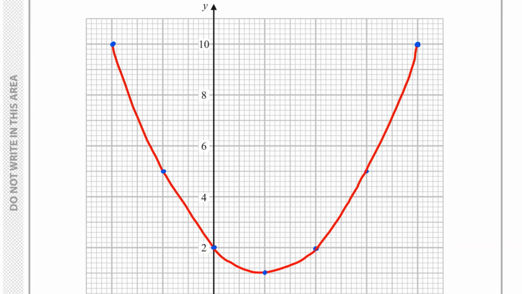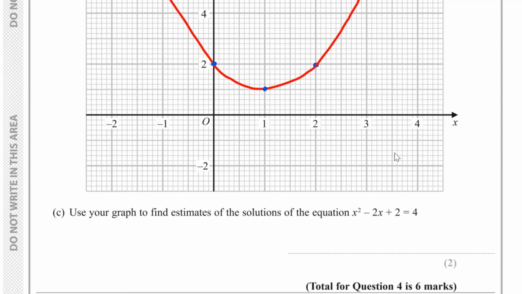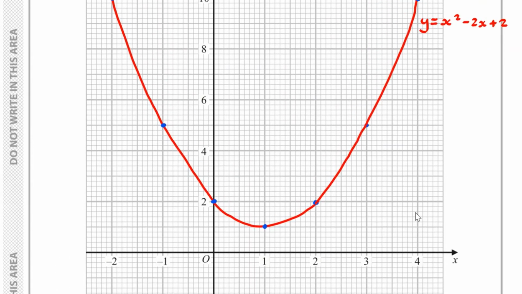Here is the graph of y equals x squared subtract 2x plus 2. And then for part C we have to use our graph to find estimates of the solutions of the equation x squared subtract 2x plus 2 equals 4.